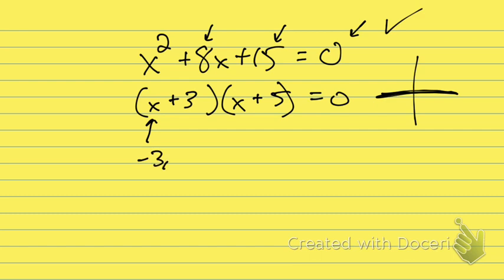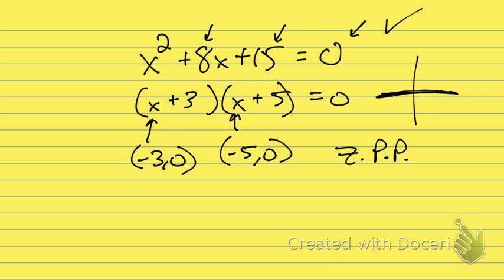Negative 3, 0. And negative 5, 0, because of the ZPP, the zero product property. Either one of those gives us 0 on the whole thing.